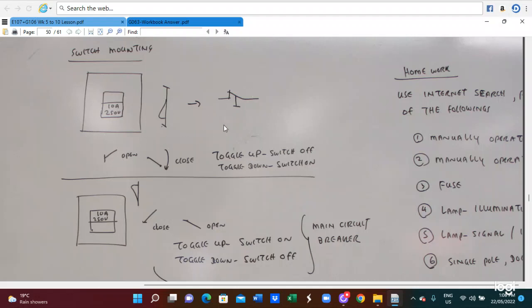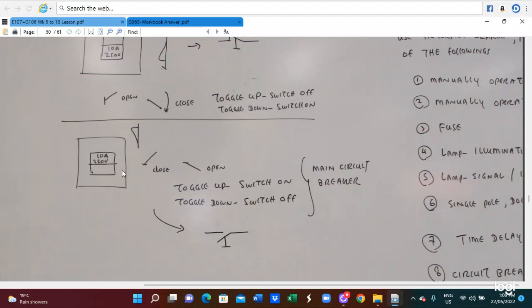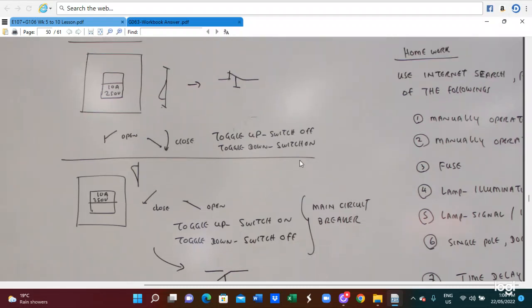So this is a normally open and normally closed. And this is a normally closed. This is the way you have to open. So this is a main circuit breaker that can be referred to by those diagrams.